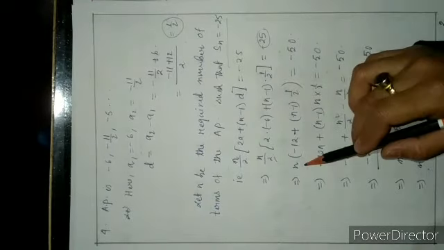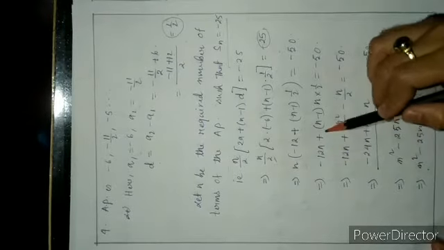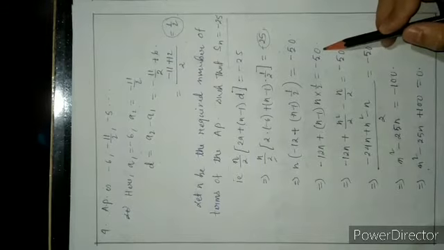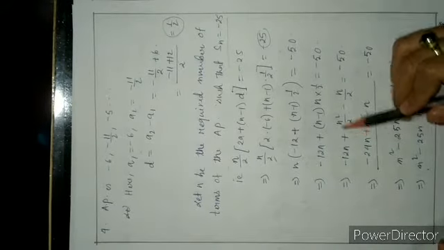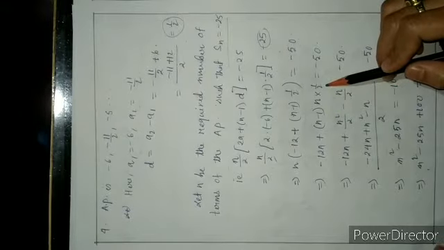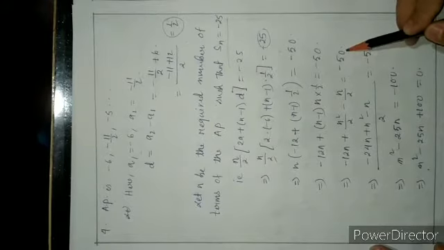Then multiply this expression by n: (-2n + (n-1)n) / 2 = -50. Multiplying by n gives n square by 2 minus n by 2 is equal to minus 50.